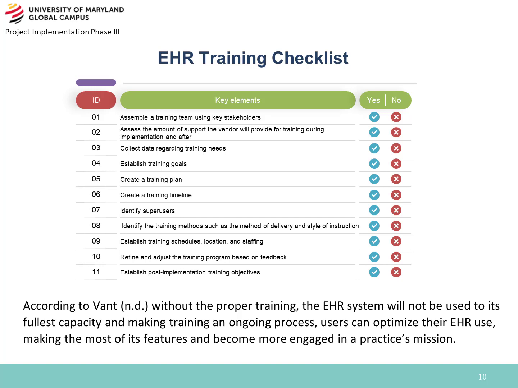Identify the SMEs and super users to be the first level of support during implementation. Determine which training method will be used and at what stage. Establish the training schedule with the location and also staffing. Provide a mechanism to get feedback on the training so you can make changes as needed. And also we want to establish post-implementation objectives to do a follow-up and do retraining as needed.